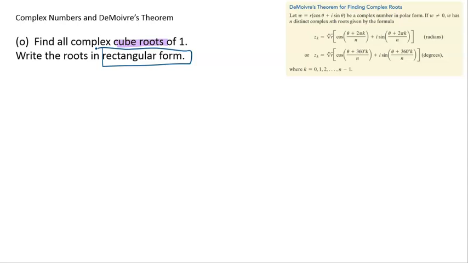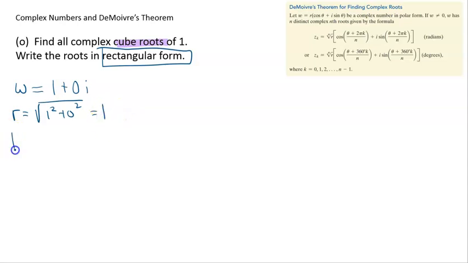Our number, w, is 1 plus 0i. It's the number 1, which is actually a real number. It's an integer, a whole number, a counting number, but it has no imaginary part, so plus 0i. Now I'm supposed to change that to polar form before I can do anything to it. So I have to find the modulus, which is the square root of 1 squared plus 0 squared, which is the square root of 1, which is 1.